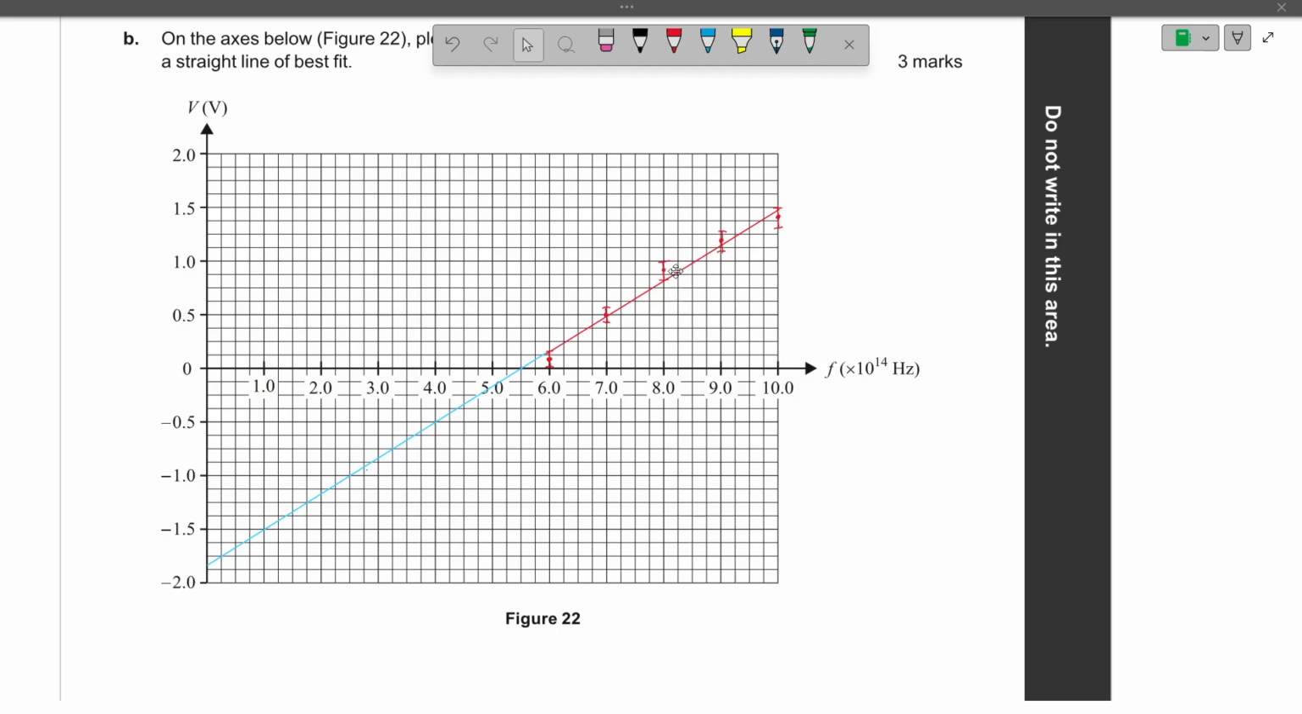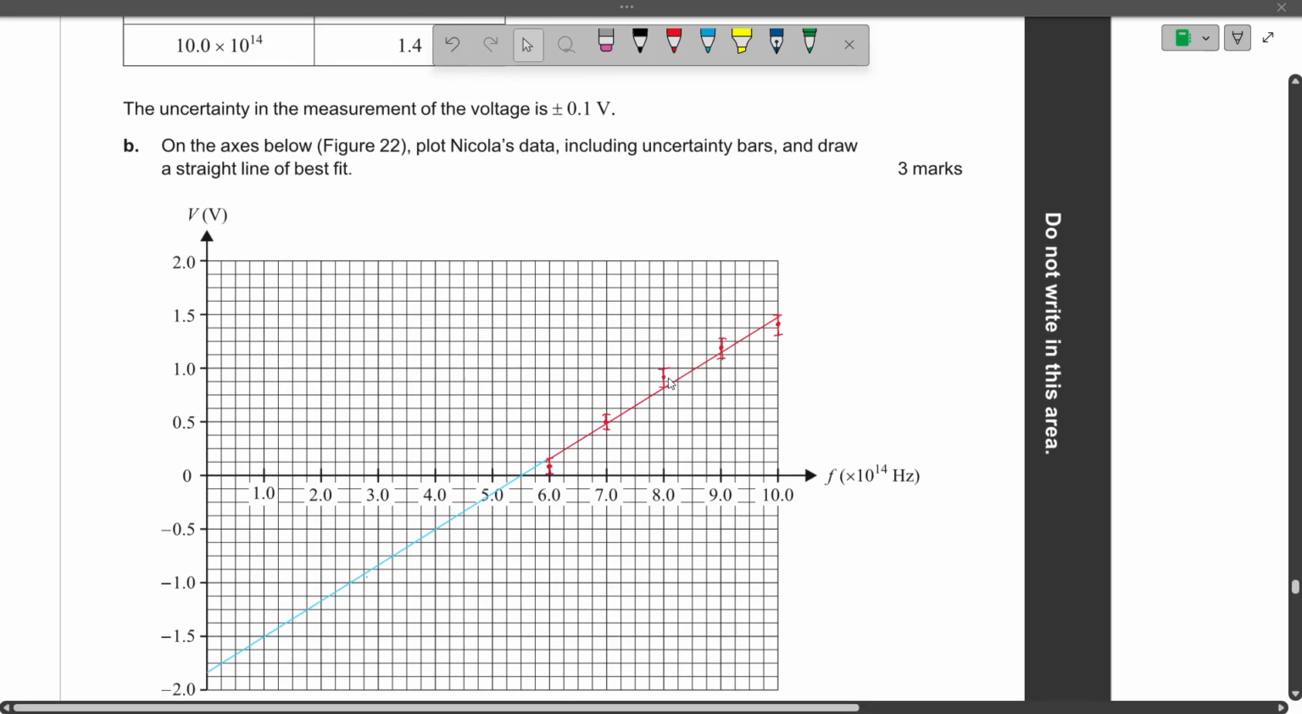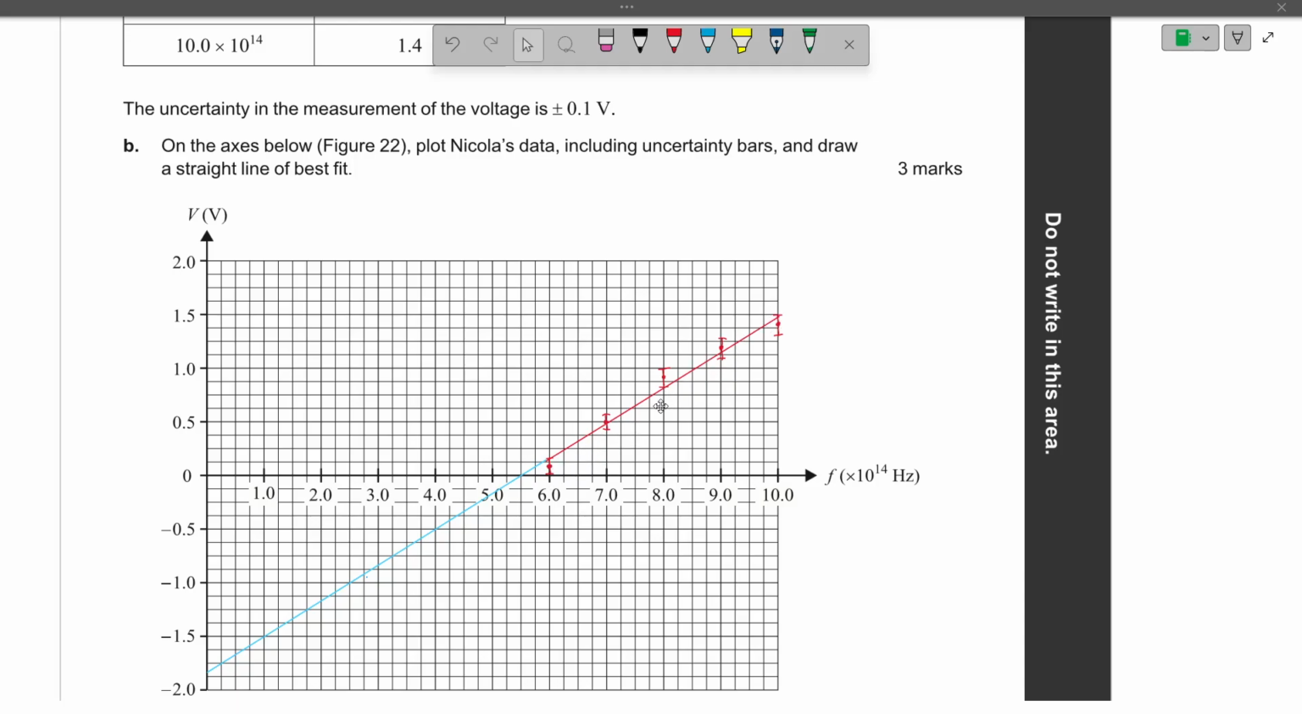All you can do is fit your line of best fit to the data that you have. So if you're going to extrapolate from this line of best fit, it's best to make it clear that this is a separate line. I couldn't do a dotted line, so I just did it a different color here. As long as you've got the points in the right spot, the error bars the right size, and the line of best fit going through all of your error bars, then you should get your 3 marks.